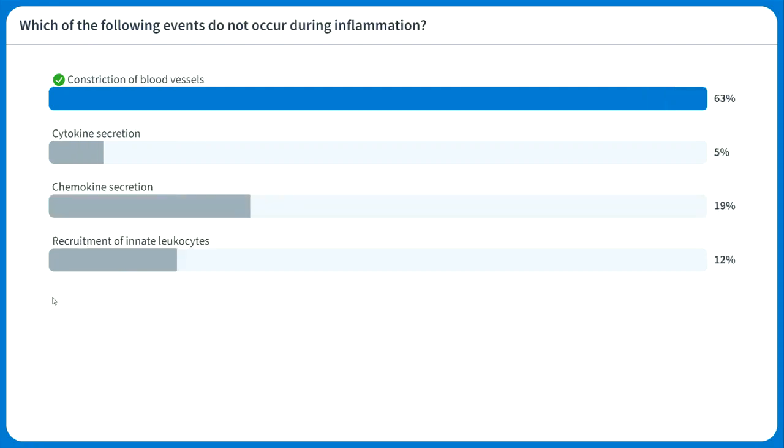Which of the following events doesn't occur during inflammation? It is, of course, constriction of blood vessels, because that's one of the things that you wouldn't want in inflammation. Inflammation is actually the opposite. And all of these are features of inflammation. So we will talk in the coming weeks about cytokines and chemokines. Chemokines play that important role in the migration of cells.